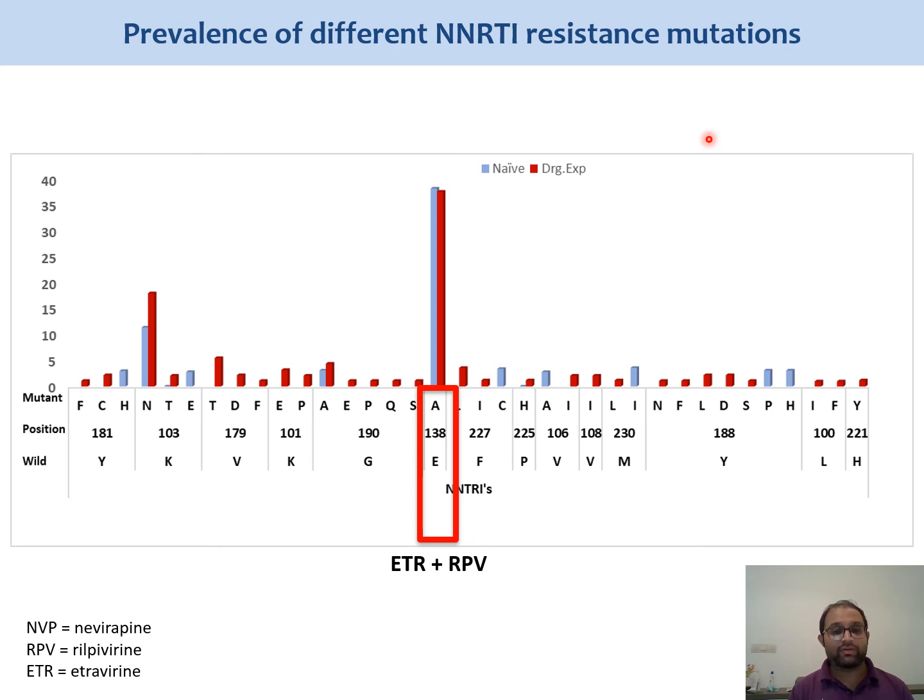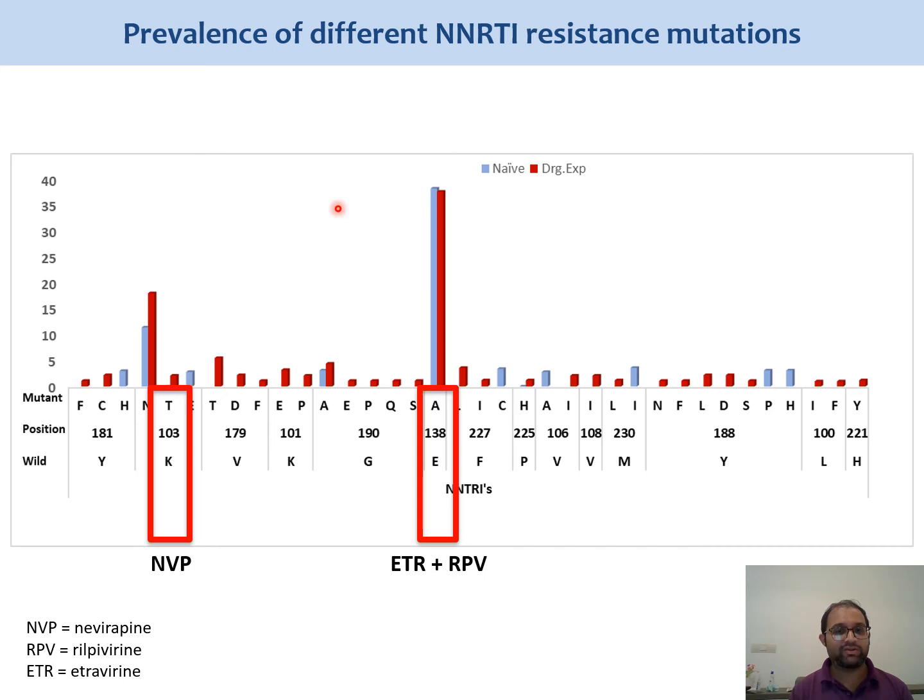So this data that I'm going to present is just focused on RT and the PI inhibitors. Some of the major mutations such as N103K or E138E are highly prevalent, which are effective NNRTI resistance mutations and can nullify the effect of NNRTI inhibitors. They are prevalent in not just the experienced group shown in red, but also in the naive group. They have a very high prevalence.